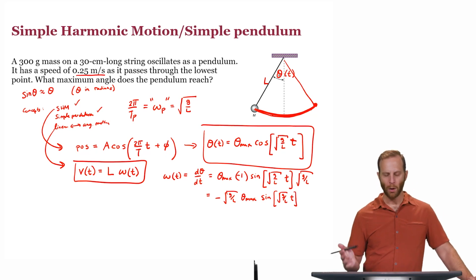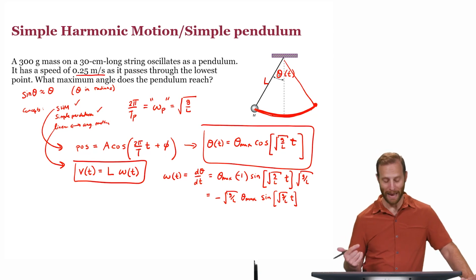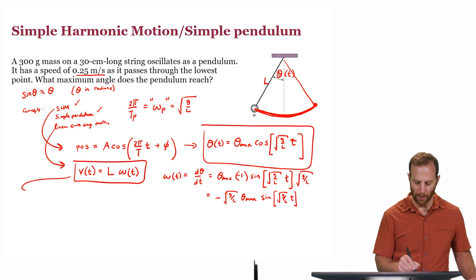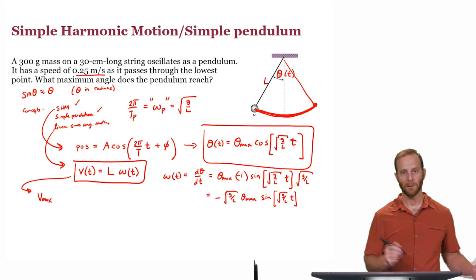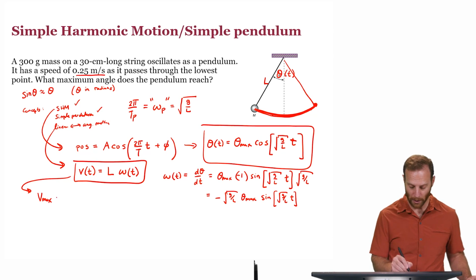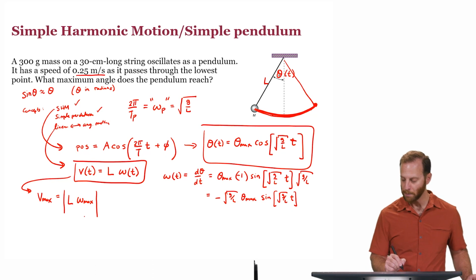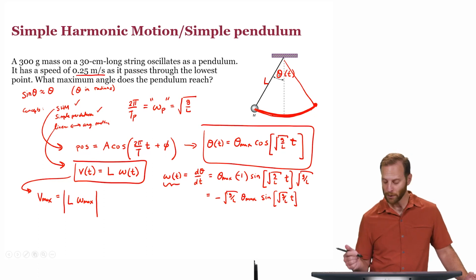Okay. We need to figure out some relationship between the maximum speed and the maximum angle. Let's try to think about what this equation tells us. This says that the maximum speed, and by speed I really do mean speed, let's forget about whether the velocity is negative or positive, should be given by the absolute value of L, which doesn't change, and the maximum angular speed that is possible. The maximum angular speed that is possible we can figure out by looking at this equation that we just determined for the angular speed as a function of time.